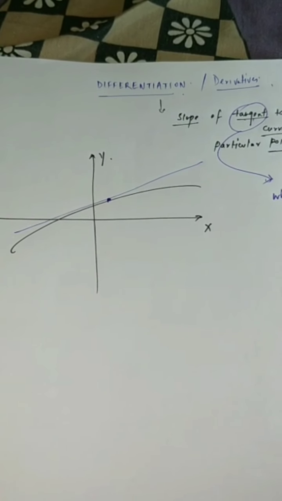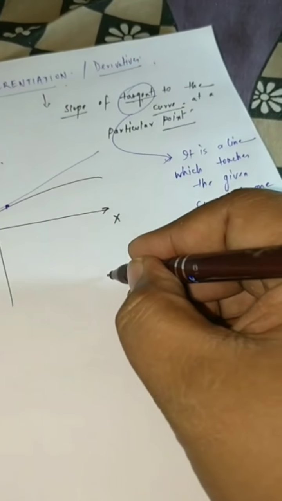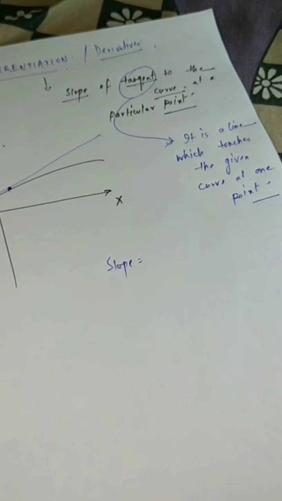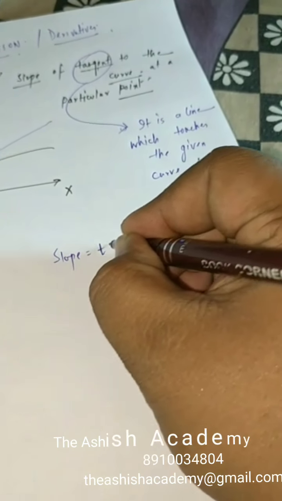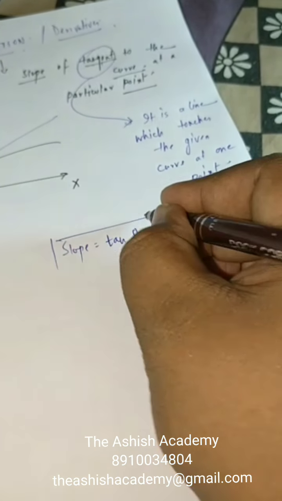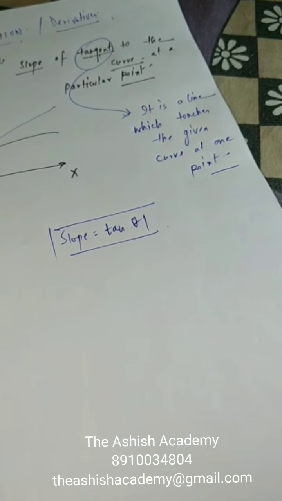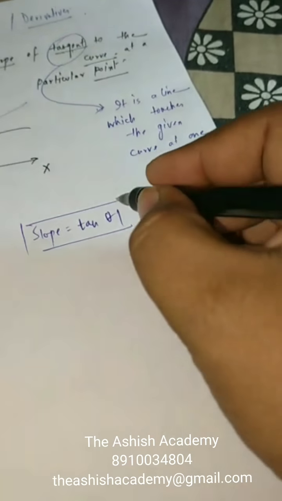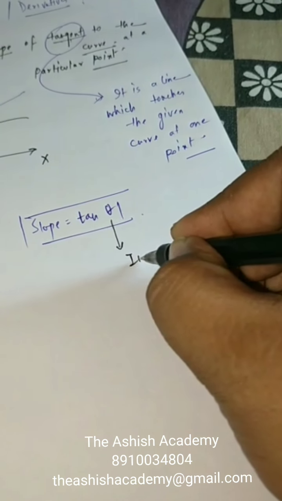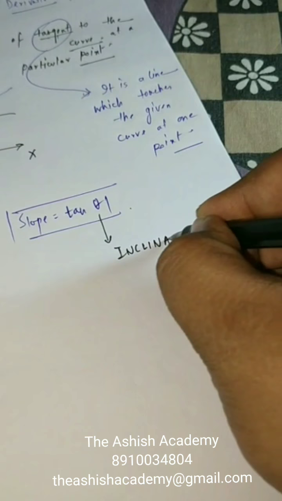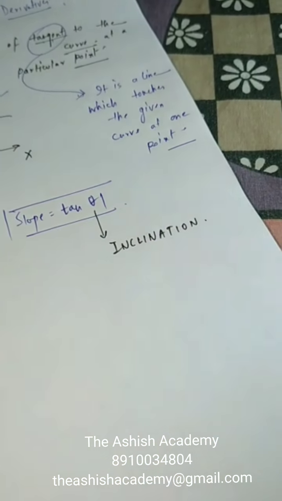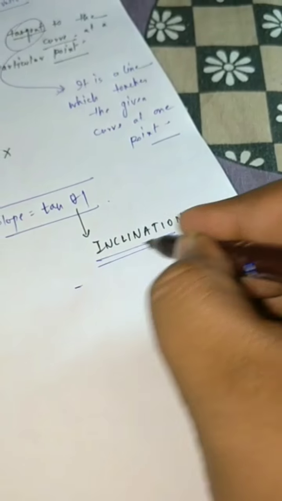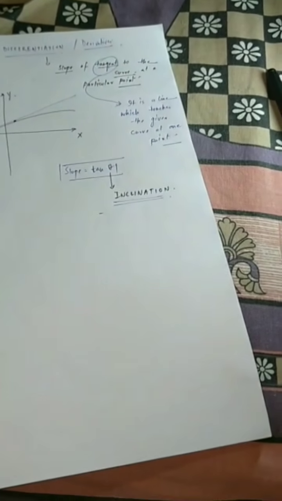So what is the meaning of slope? Slope definition, which ICSE people have come across in class 10 also, is that slope is equal to tan theta. The tangent of theta is called the slope. What is the meaning of theta? Theta here means inclination. Now what is the meaning of inclination? I'll just write down the technical definition of inclination first.